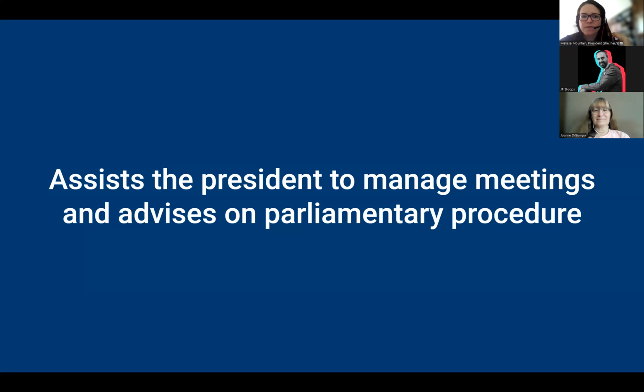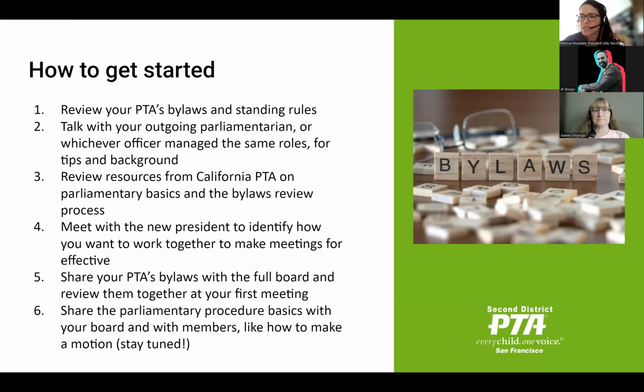Okay. So as that first box showed, the first role is to assist the president to manage meetings and advise on parliamentary procedure. And so how would we get started with that? You want to be familiar with your bylaws and the standing rules yourself as the parliamentarian, and we'll talk more about the difference between bylaws and standing rules in a moment. This really goes for all officers. You want to talk with your outgoing parliamentarian to get some background ideas and tips.